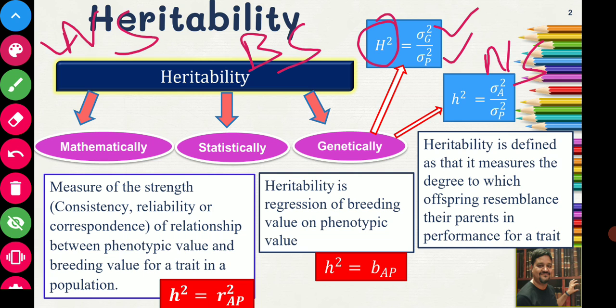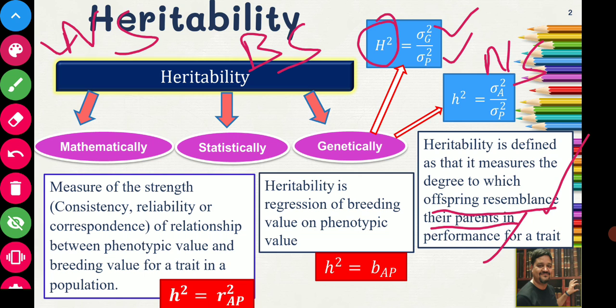So genetically, heritability is defined as a measure of the degree to which offspring resemble their parents. Heritability shows the degree to which offspring resemble their parents in performance for a trait.